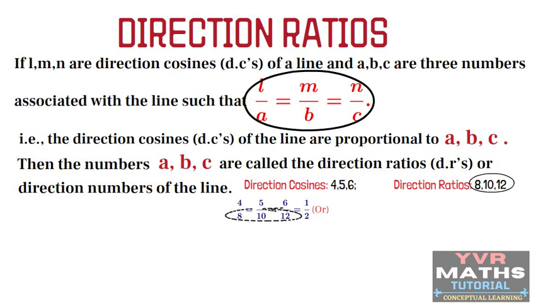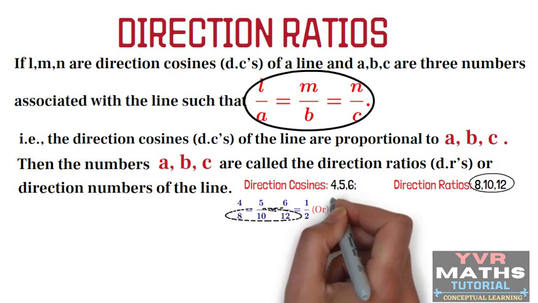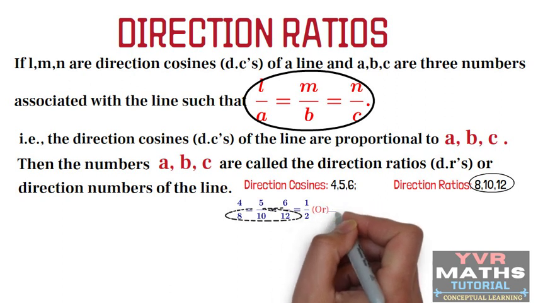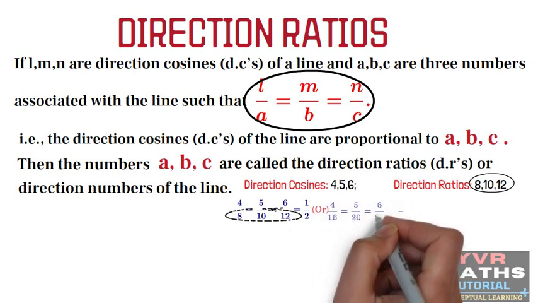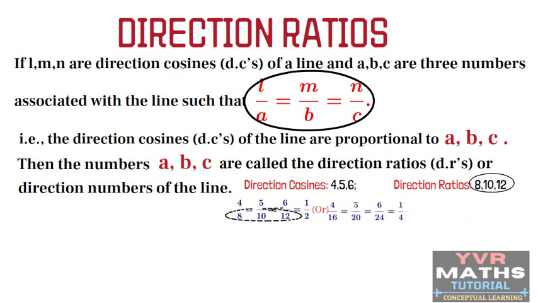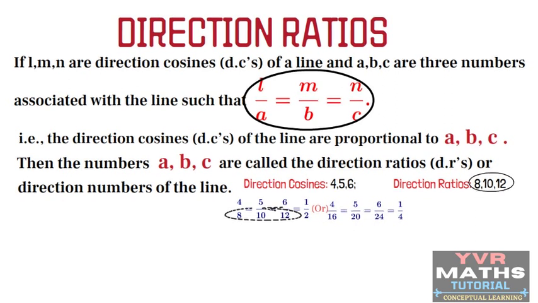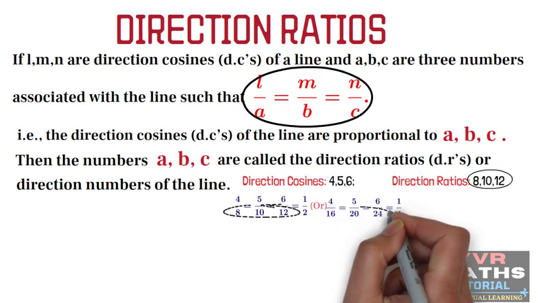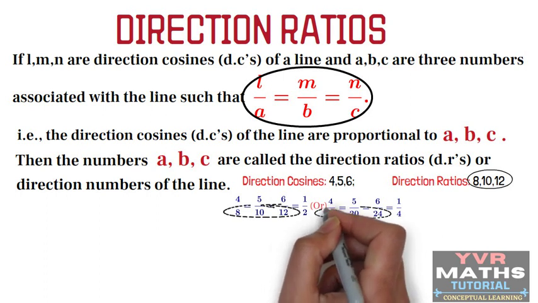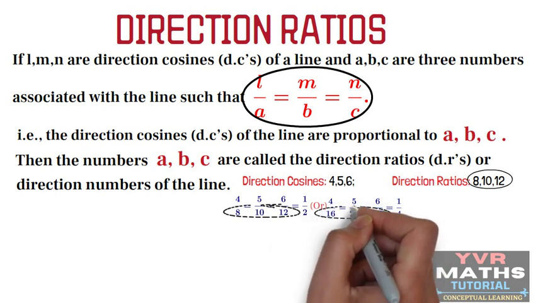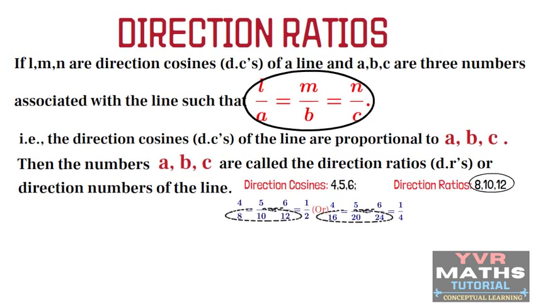Now observe this relation: 4 by 16 is equal to 5 by 20 is equal to 6 by 24 is equal to 1 by 4. Here, the proportional constant is 1 by 4. If you observe this relation, the numbers 16, 20, 24 are proportional with the direction cosines 4, 5, 6. That's why these numbers 16, 20, 24 are also direction ratios of the same line.